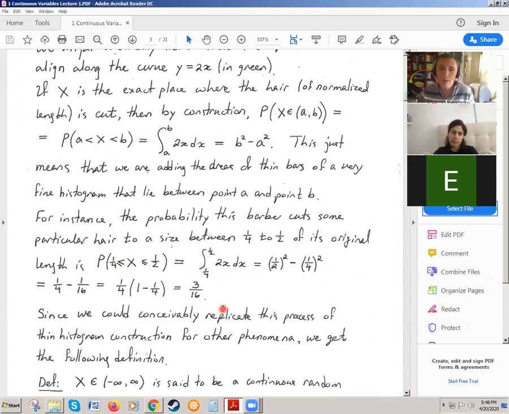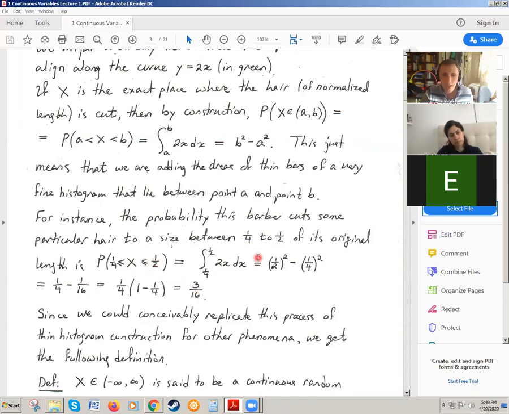Okay, you understand how that is supposed to work? I hope the construction makes it clear. In our example, we're asking for the probability that one particular hair strand is cut between 1/4 of the distance to the root of the hair and 1/2 the distance to the root. What's the probability a cut is made in this interval? That probability is 3/16.